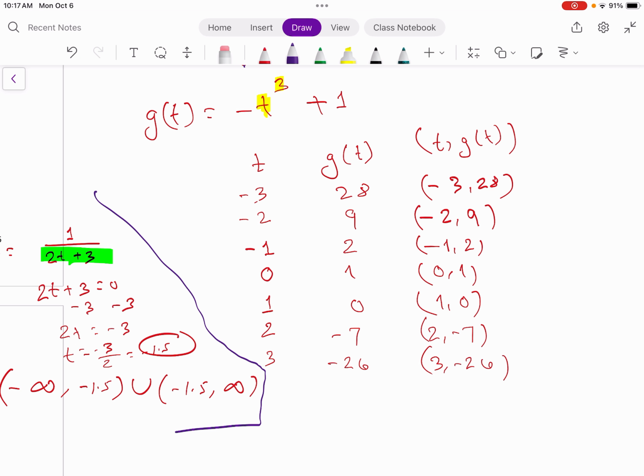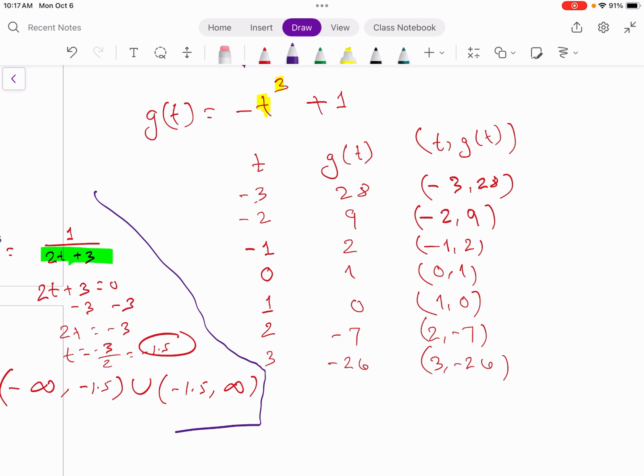Now, since we know this function has a domain of all real numbers, you can pick any number here, okay? So it's not that you always have to start from negative 3 or you always have to start from positive 3. You can take any real number as your input. Once you have your input, you replace that input for t and find the output. Input, output together in our parenthesis gives us a point.